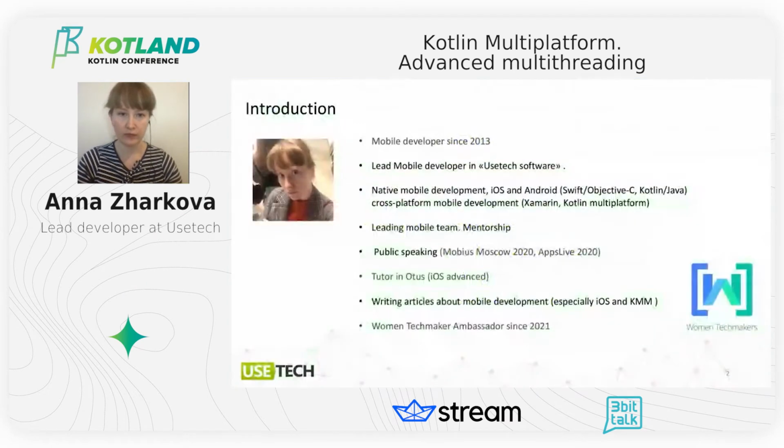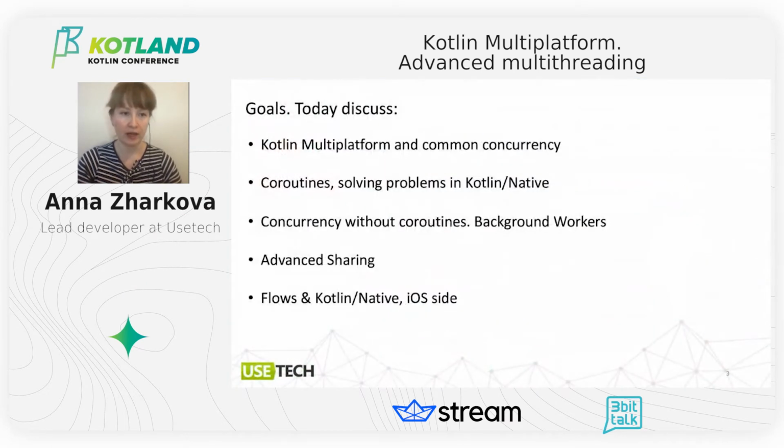We will begin with what we will discuss today. The topic is advanced multithreading in Kotlin Multiplatform. At first we will talk a little about Kotlin Multiplatform, and then more about common concurrency in Kotlin Multiplatform. Also, we will speak about coroutines as the main way to implement concurrency in Kotlin Multiplatform and how to solve problems in Kotlin Native. We will focus on Kotlin Native because with Kotlin JVM, which is used for Android applications, everything is okay. Also, we will speak about concurrency without coroutines.